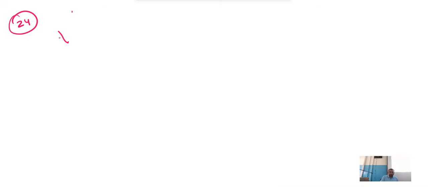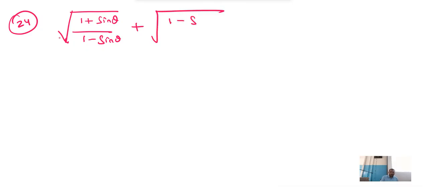Question number 24. See here. Prove that, make a note: root of (1 plus sin theta by 1 minus sin theta) plus root of (1 minus sin theta by 1 plus sin theta) is equal to 2 secant theta.